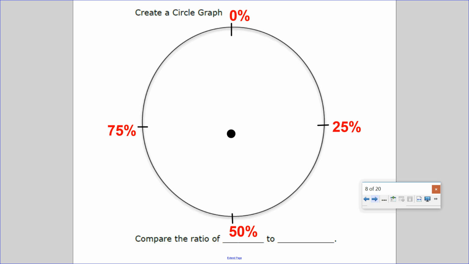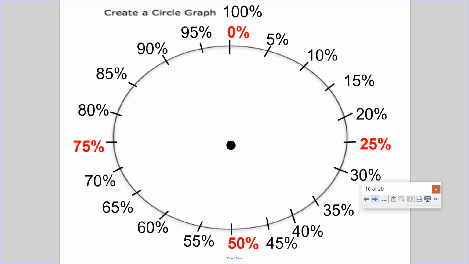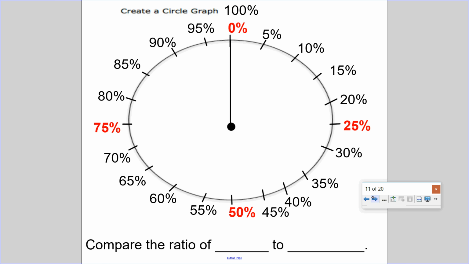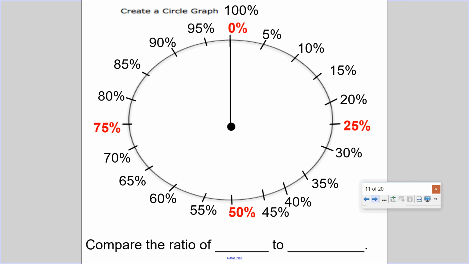And then this is up to you. Would you like to count by ones? Some people have done that in the past. Would you like to count by 5s or 10s? It's up to you. I would like to count by 5, so that's what I'm doing on here. 5, 10, 15, 20, 25. And now I'm going to label it as such. So now that I have this, the next thing we need to do is mark our first line. So draw a radius from the center to 0%.